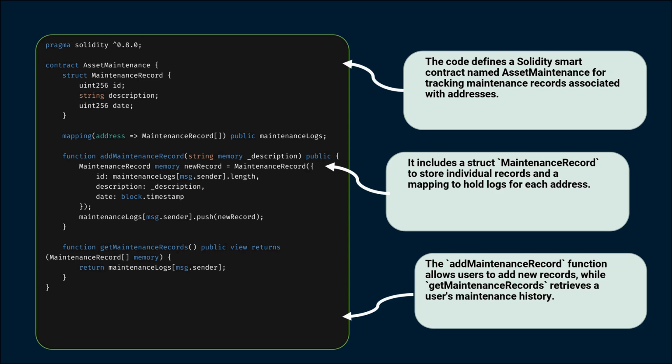Finally, users can view their maintenance logs through the getMaintenanceRecords function, which returns the array of records associated with the address calling it. By utilizing blockchain technology, this setup guarantees that the records are tamper-proof and accessible, ensuring reliability in maintaining asset histories. Now let's implement the following smart contract to manage maintenance records specifically for properties.